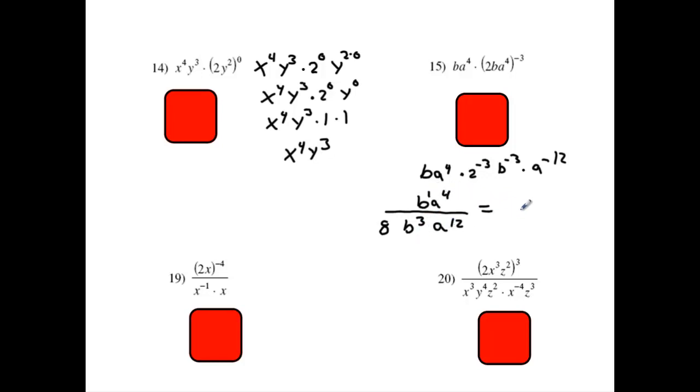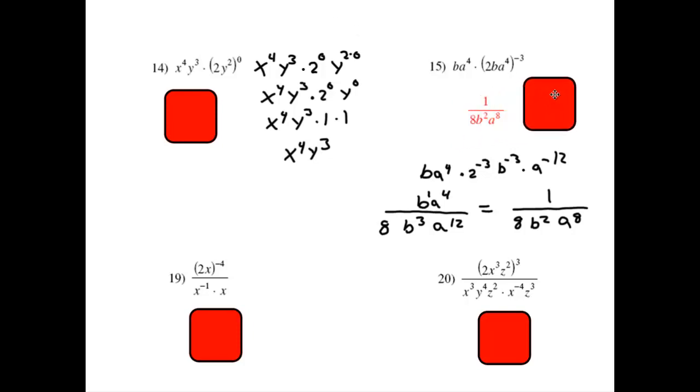So I'll draw my line. 8's got to stay. There's no other numbers in the top. This becomes b squared, because 1 minus 3 is a negative 2, so that makes this b to the 2. The negative drops it down to the bottom. Or if you want, you can just say 3 minus 1 and leave the 2 here. A to the 12th, 4. 4 minus 12 is negative 8, so that becomes a to the 8th power. So that has to be your answer. We'll check that and see if that's correct. And it is.